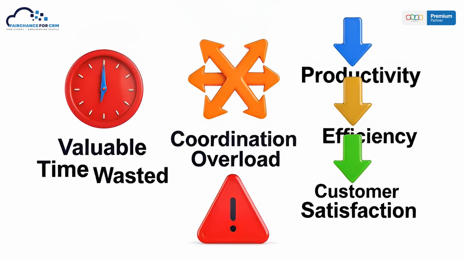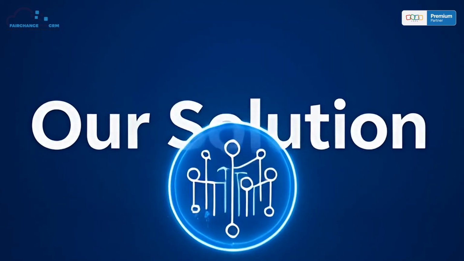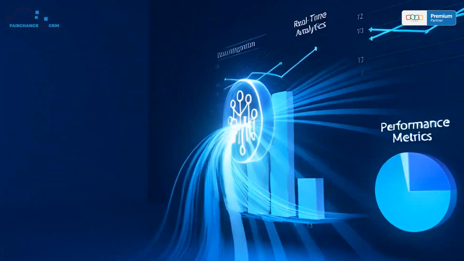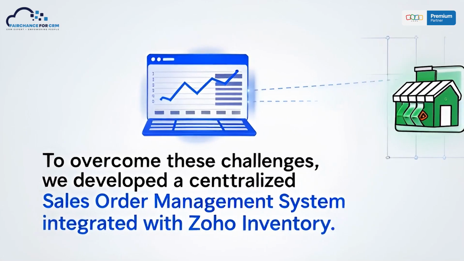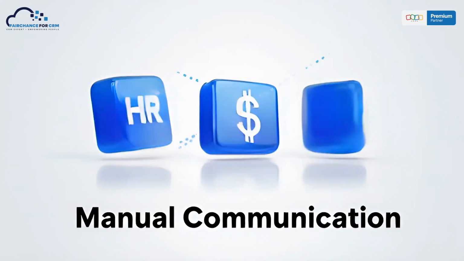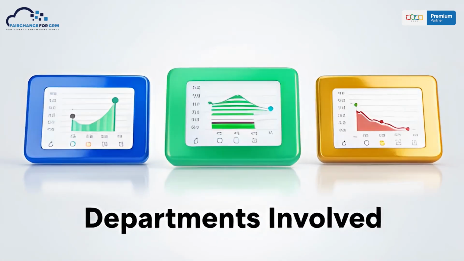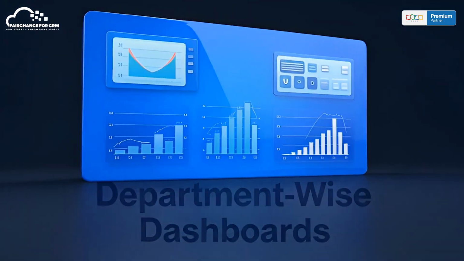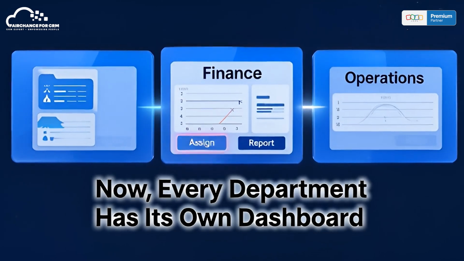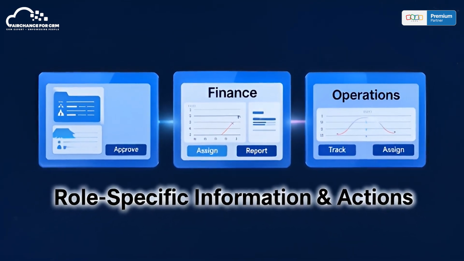Our solution to overcome these challenges: we developed a centralized sale order management system integrated with Zoho Inventory. Instead of relying on manual communication between departments, we created dedicated dashboards for each team involved in the process. Now, every department has its own dashboard with role-specific information and actions.